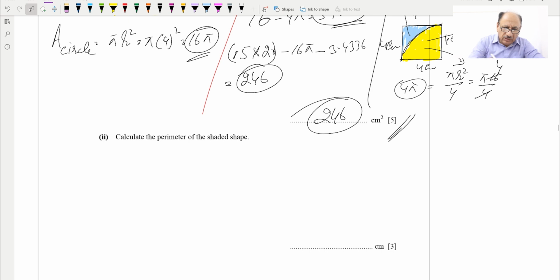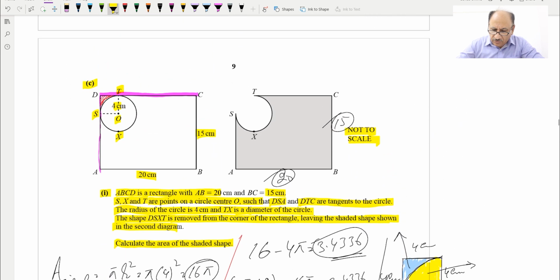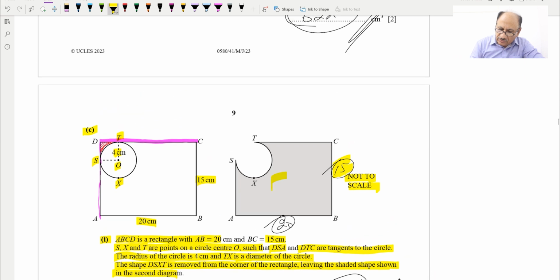Now they are saying calculate the perimeter of the shaded shape. So perimeter of the shaded shape will be what? One side we will count as 15, the second side which we will count will be this 20. Now we need to get this side and this side, so these two sides we need to calculate basically.